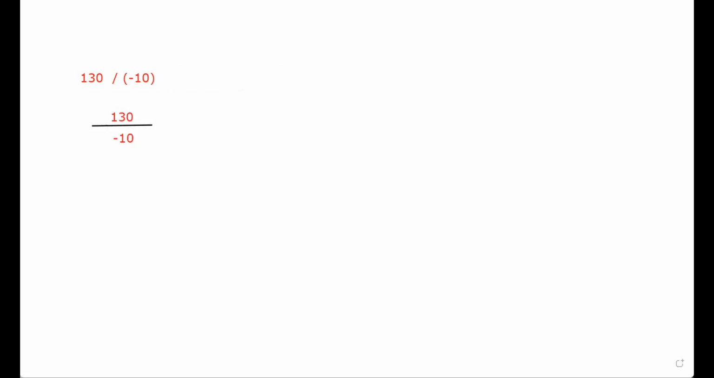Okay, my dear student, as you know, 130 is positive and minus 10 is negative. So before dividing, we have to cancel this zero. That means the zero in the numerator and denominator will be cancelled out, and we are left with only 13 upon minus 1. 13 upon minus 1.